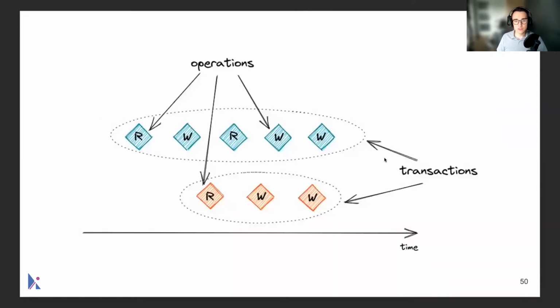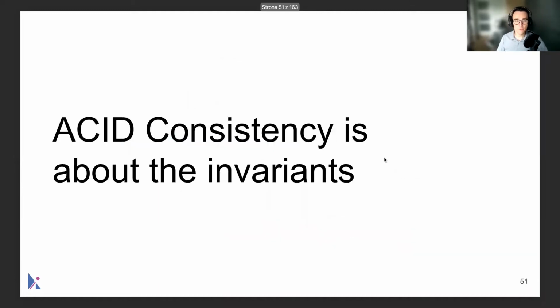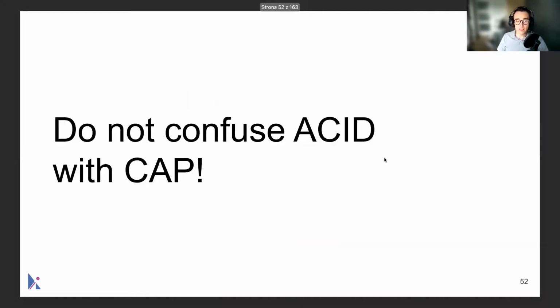What is the difference? An operation is a single read or write, a very simple thing. However, a transaction is a logical group of operations. So that's one of the main differences here. Additionally, the phrase consistency in ACID is not about linearizability, it's about the invariant. So about making sure that the transaction will move the database from one consistent state to another. And that's why we shouldn't confuse ACID with CAP.